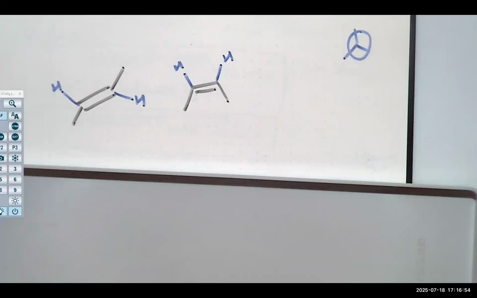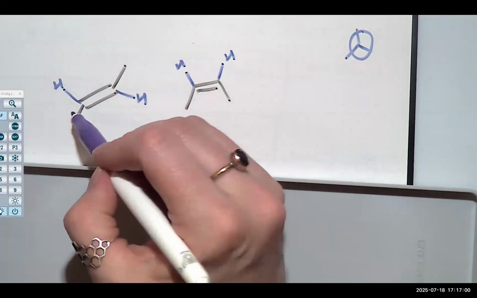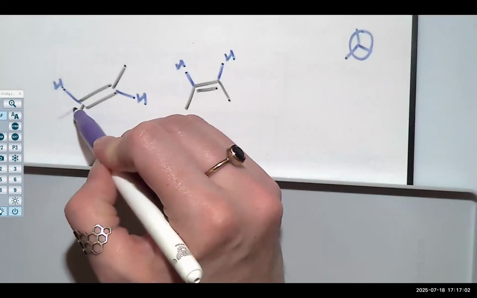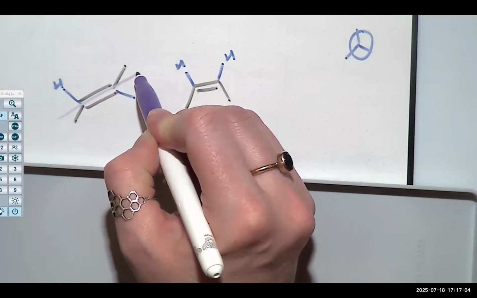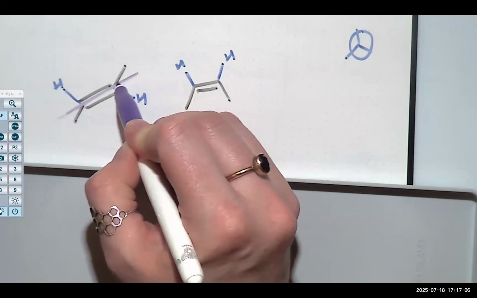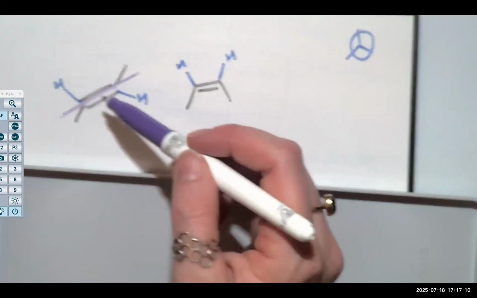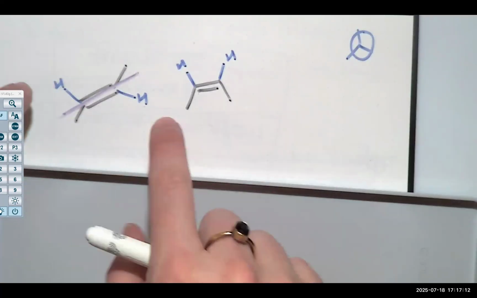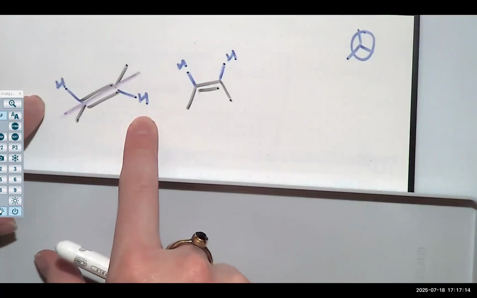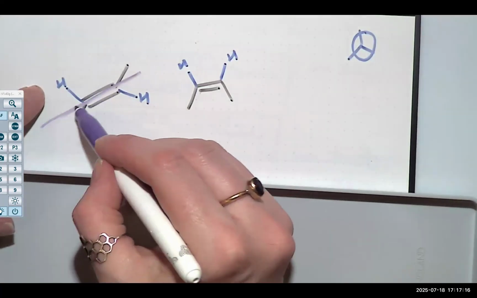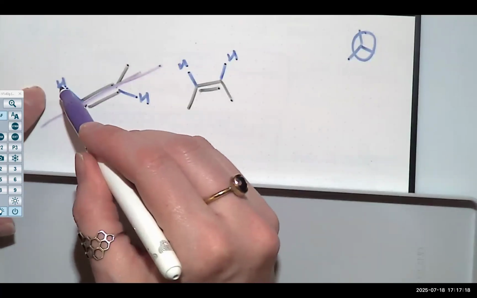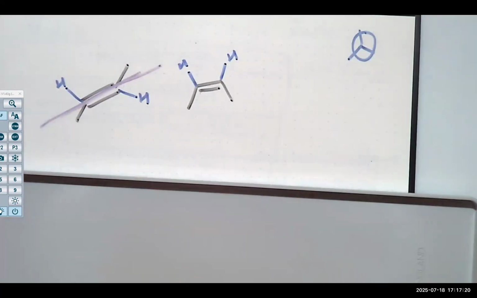So I draw in my hydrogens, and once I've drawn in my hydrogens in the right arrangement, draw a line right along, horizontal or parallel to your double bond, and then look at your hydrogens. Are they on the same side of the new line you drew, or are they on opposite sides? So if we look at this purple line, there's 1 hydrogen on the top of it and 1 hydrogen on the bottom.